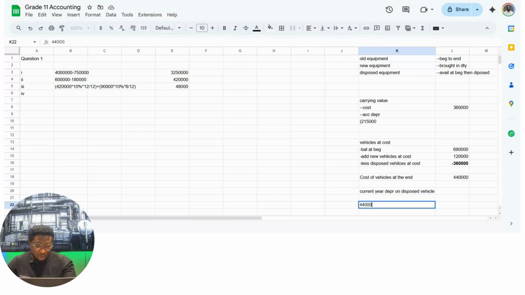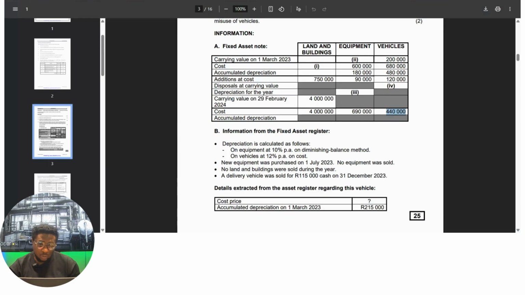So we want to take our cost, which is 440,000, then multiply by 12%, right? And then we're going to multiply by apportioning the months that this vehicle was in the business. Now we know that it was disposed on 31 December 2023, so we would start counting from the 1st of March to 31 December of 2023.